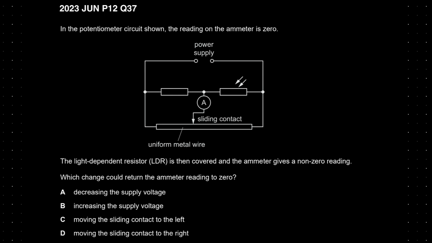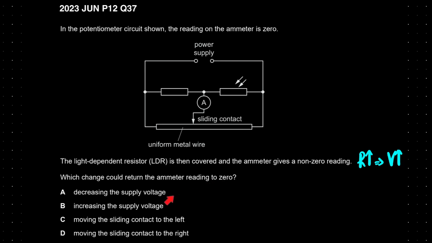So if the LDR is covered, this means that the light intensity which reaches it reduces. So its resistance goes up, and basically because of voltage division, the voltage across it also goes up. And because the voltage across it goes up, there is now a potential difference which causes the current to flow. What change could return the ammeter reading to 0?